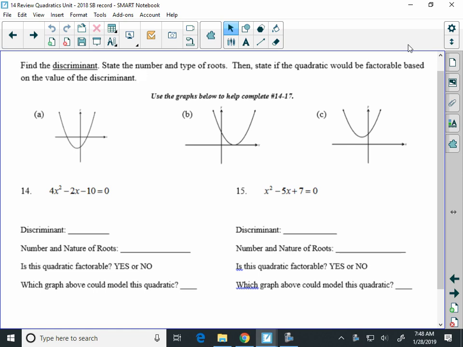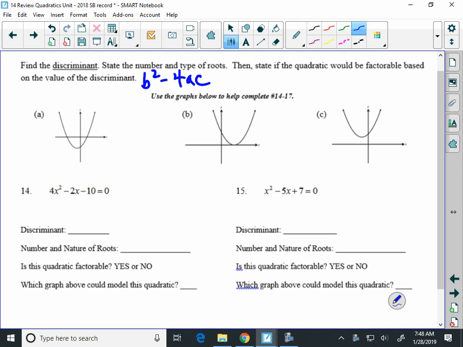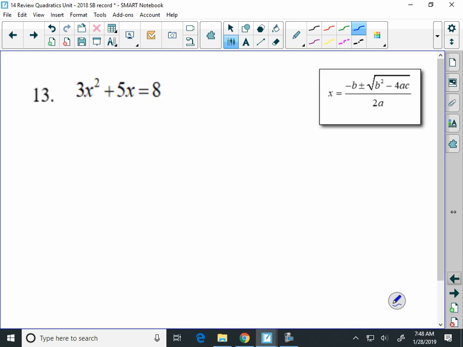So, reminder here that b squared minus 4ac is our discriminant. It will not be provided for you, but the quadratic formula will be provided for you. So if you look back at one of the problems that we did previously, here's the quadratic formula at the top right of your screen. Can you identify where the discriminant comes from? And I hope that you can.